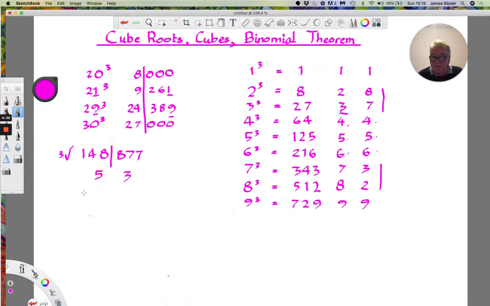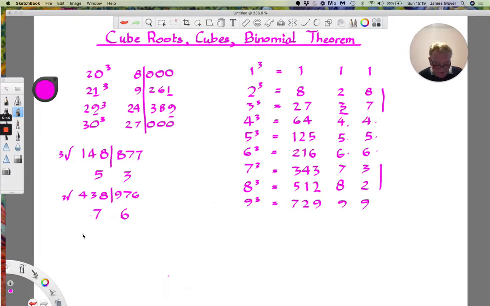And next example, 438,976. Again, we partition the number here. Look at the final digit, it's a 6, and so the cube root ends in 6. 438 on the left is less than 512 but more than 343, so the number here is 7. The cube root of this number is 76.